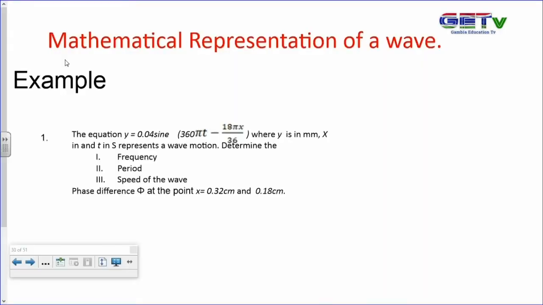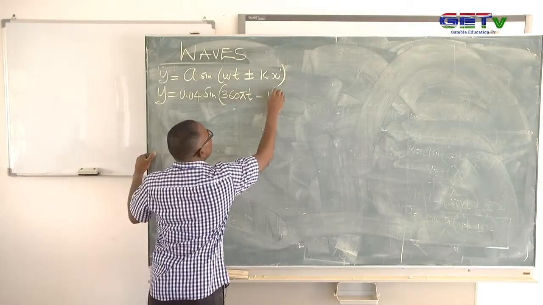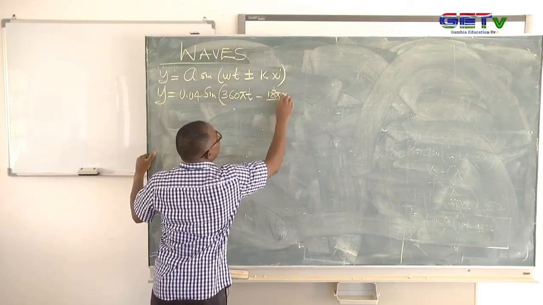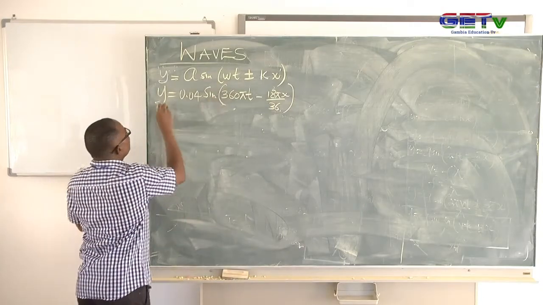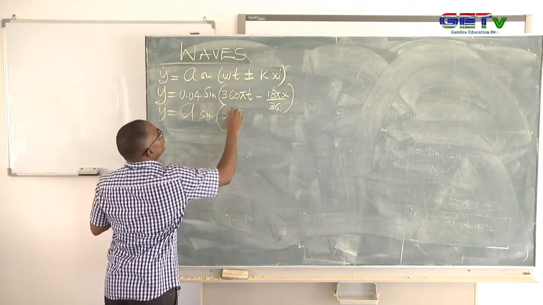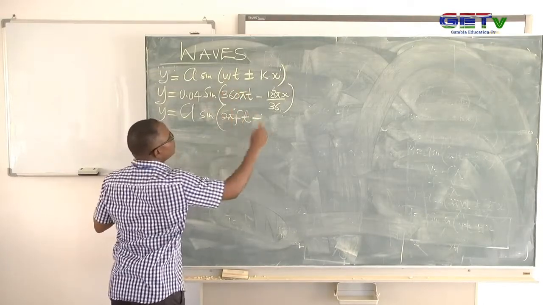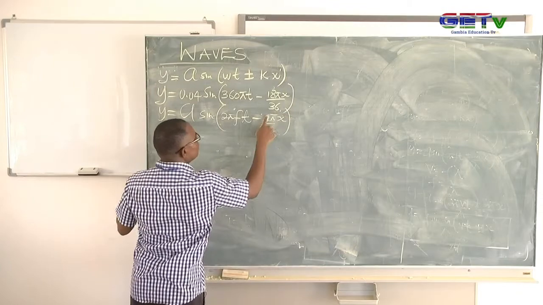It says the equation represents, so if I compare it, from that question I have 0.04 sine(360 pi t plus or minus 18 pi x divided by 36). So if I compare that equation, I can write this properly. You write a sine, and this can be written as 2 pi f, that's omega, times t, then minus 2 pi over lambda times x, because this is k, remember that.